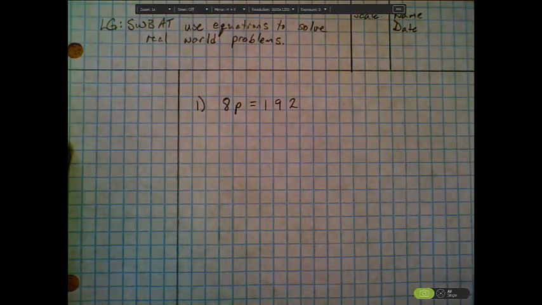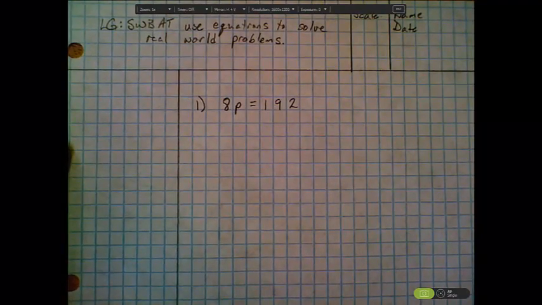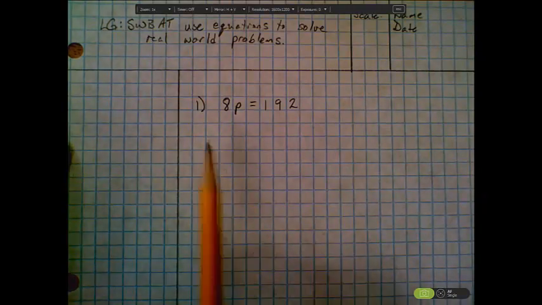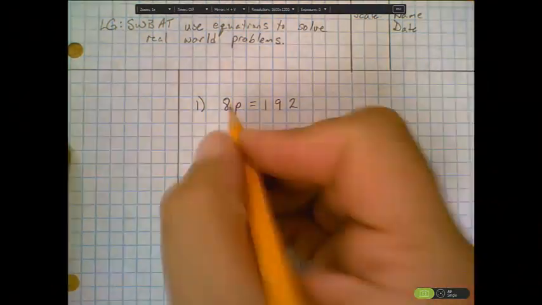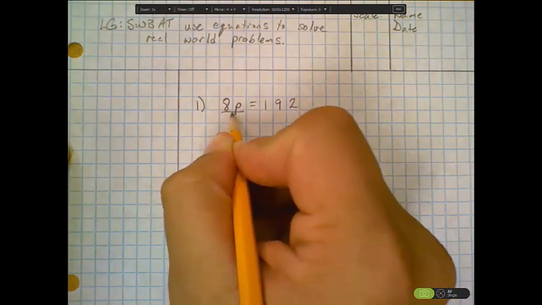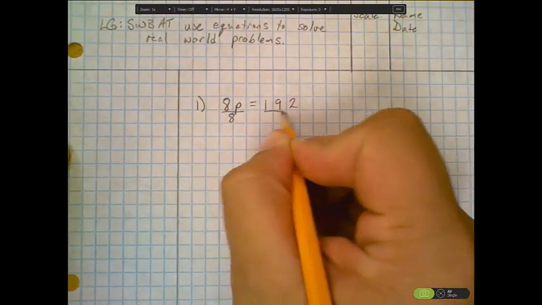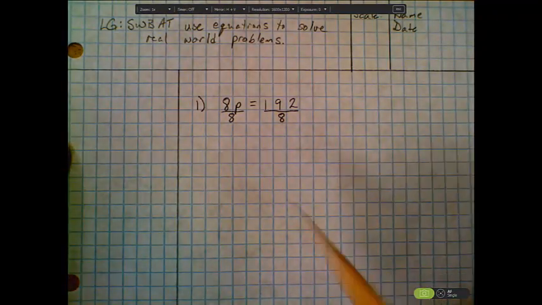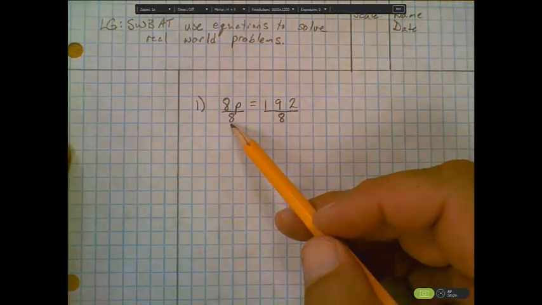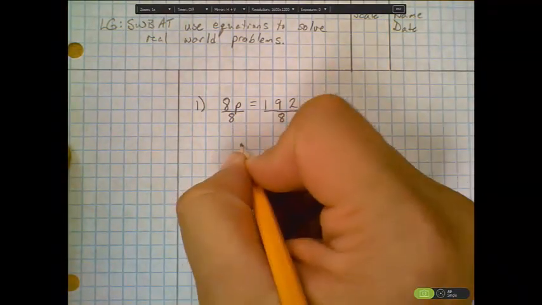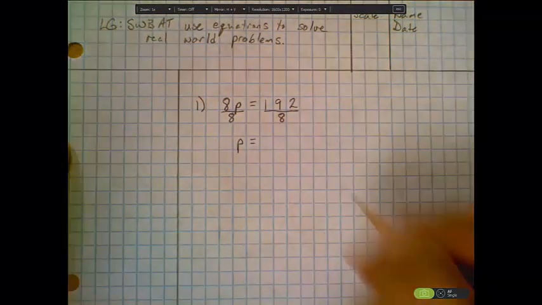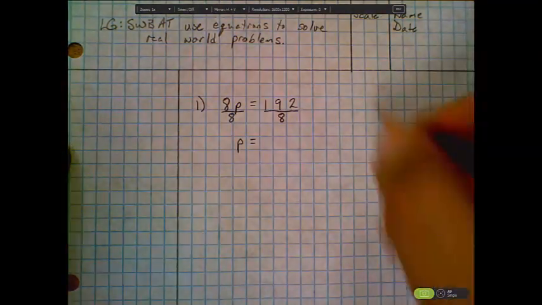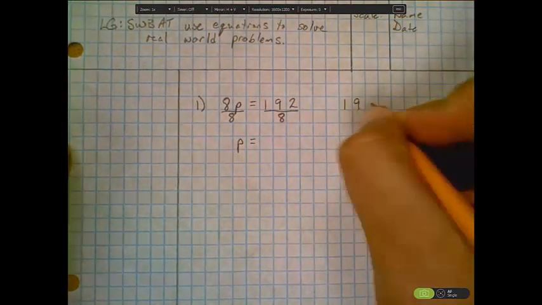We just use the rules that we've already learned in order to solve this equation. So we're going to use our rules of inverse operation. Since this is multiplication, we're going to use division to solve. So we're going to divide by 8 on both sides of the equation. We know that the 8 over the 8 is equal to 1, and 1 times P is equal to P. We need to find out what 192 divided by 8 is. I can't do that in my head, so I'm going to write that out over here.